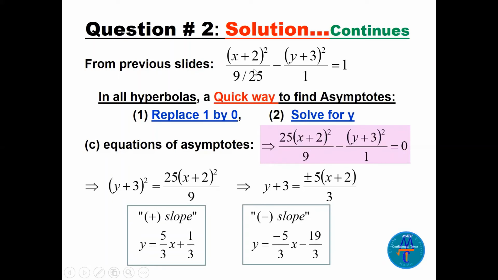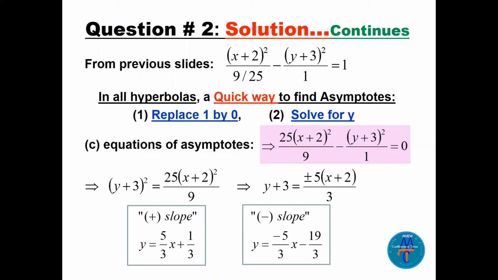I take the same equation here, equals 0. I change the form here, so I put the 25 because it makes it easy. Replace 1 by 0 and then solve for y. So I take this part, (y plus 3) squared, on the other side equals 25 (x plus 2) squared over 9. Take the square root of both sides. So you get y plus 3 equals plus or minus 5 (x plus 2) over 3. Now what are these? These are the 2 lines, the asymptotes.